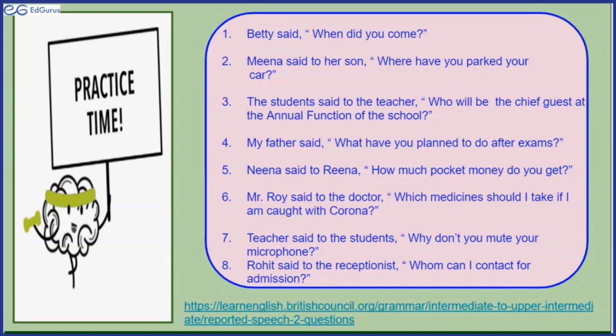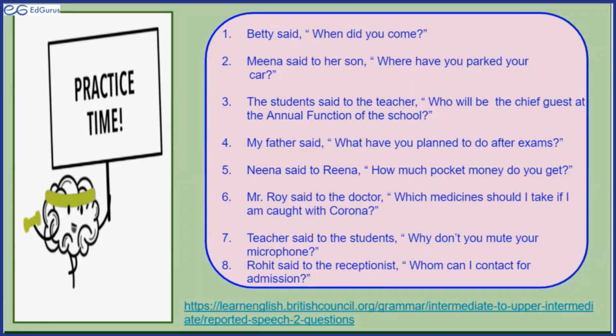The students said to the teacher, who will be the chief guest at the annual function of the school? The students asked the teacher who would be the chief guest at the annual function of the school. Now correct it again. You have changed the tense of the question, but you haven't changed it into indirect speech.